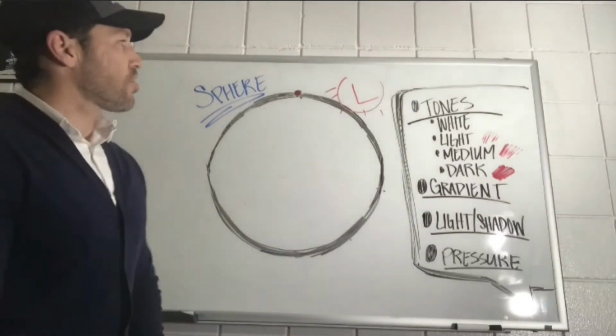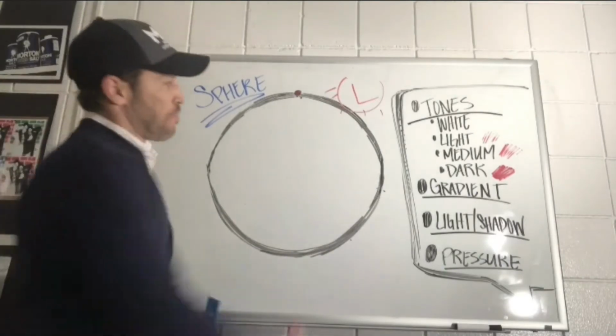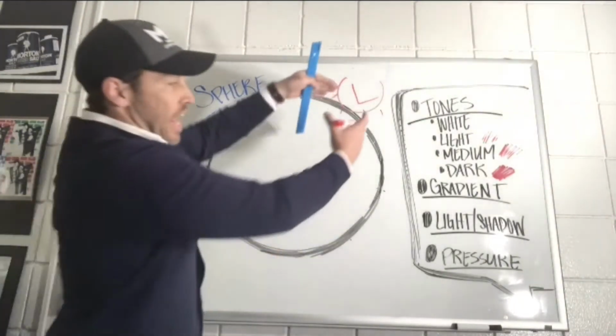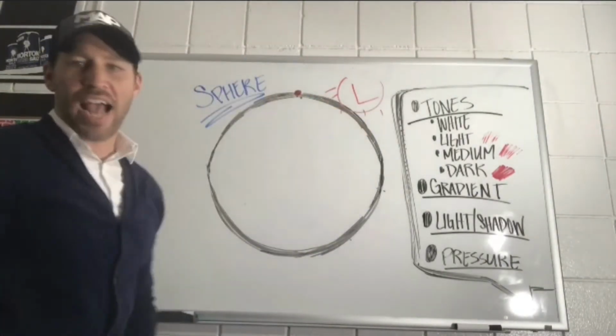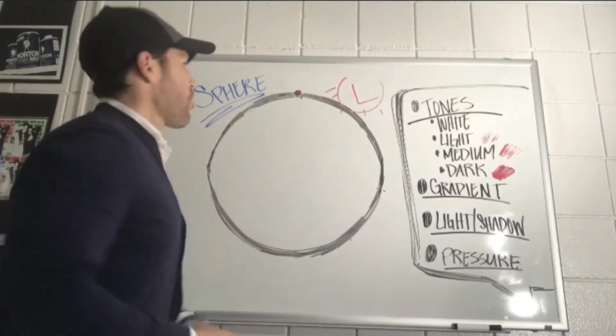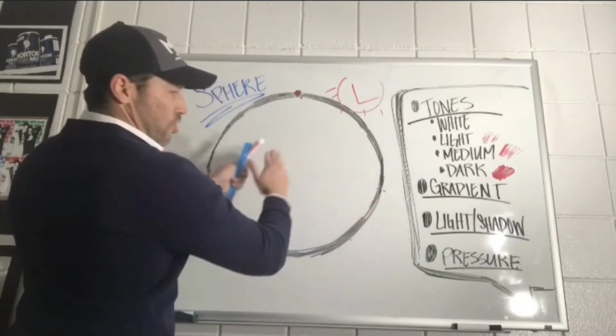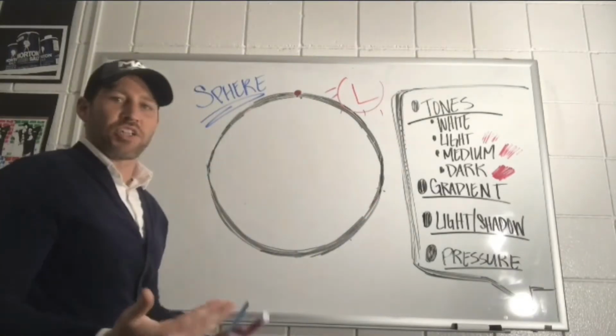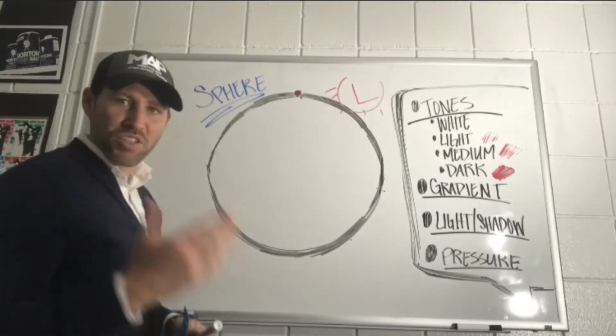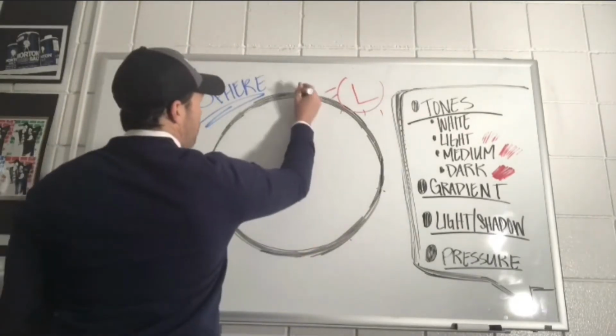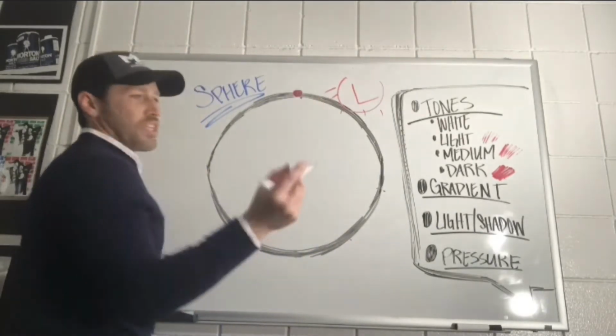Number 1, we need to determine where the light's coming from. Put a nice little L right here, which means the light is coming from the top right-hand side. All right. Let's look at the middle of our circle at the top right here. If we were to cut the circle in half, remember every shape is pretty much symmetrical, meaning even on both sides. Here we go. I'm going to mark a big red dot right here so you can see at home.